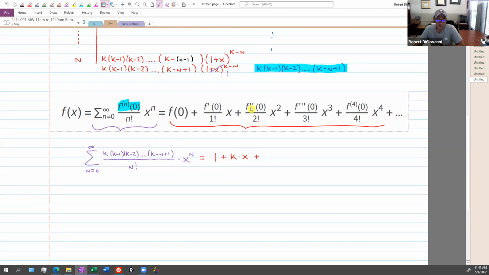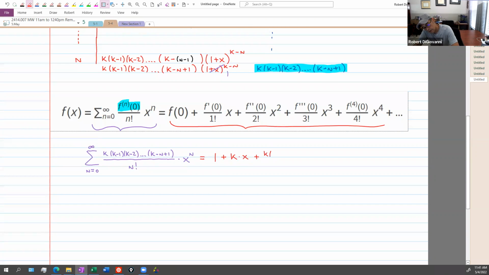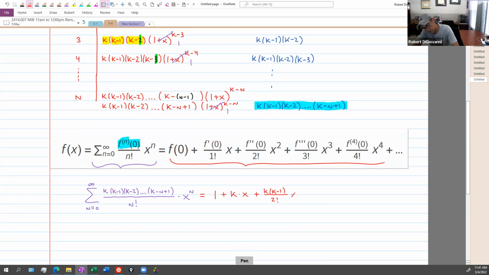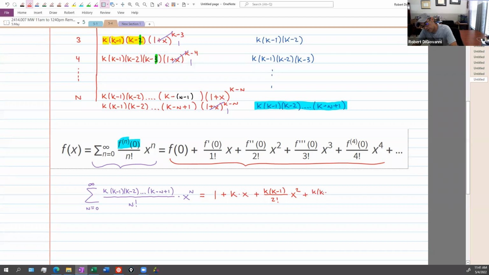Plus, okay, now the second derivative at 0. Well, here's our second derivative at 0. It's k times k minus 1, over 2 factorial. Don't forget your x on that one. Oh, I forgot the x. Yes, thank you. x squared. Plus, now the third derivative at 0, that's this right here: k times k minus 1 times k minus 2 over 3 factorial, x cubed, plus dot, dot, dot. That keeps going, right? You okay with that?